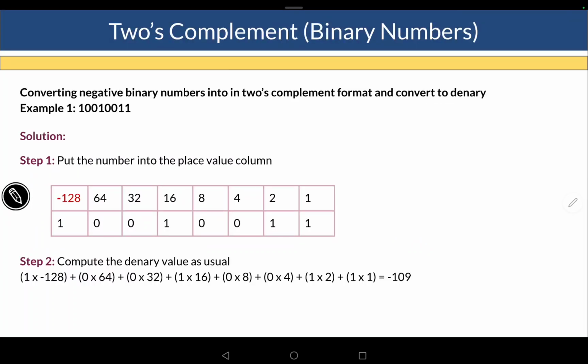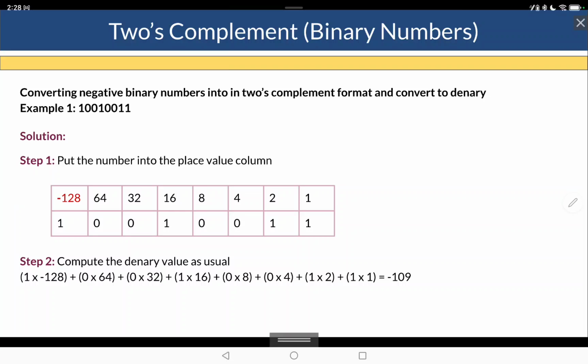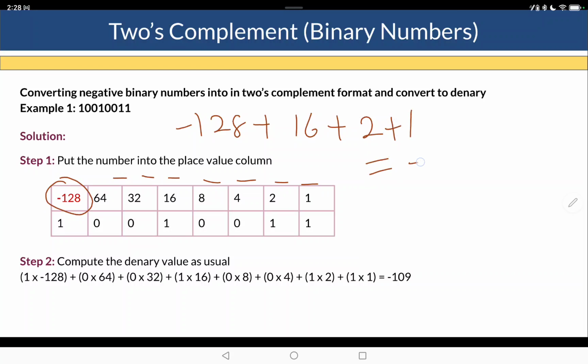The next example: convert a negative binary number in 2's complement format to denary. So this binary number we need to convert to denary in 2's complement. All we need to do is write the heading values the same way we convert binary to denary. The only difference is the 128 will be negative. So we have negative 128 plus 16 plus 2 plus 1, and your answer will be negative 109.